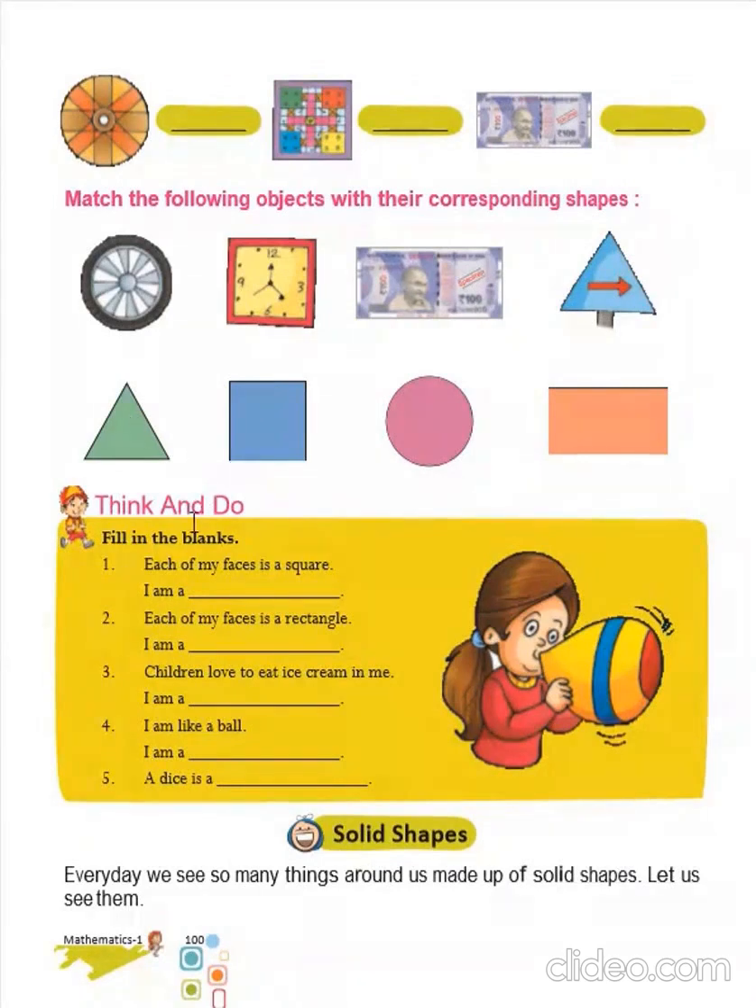Now, think and do. Fill in the blanks. Each of my faces is a square. I am a cube. Each of my faces is a rectangle. I am a cuboid. Children love to eat ice cream in me. I am a cone. I am like a ball. I am a sphere. A dice is a cube. These all are solid shapes. We have many things around us and these all are made up of solid shapes.